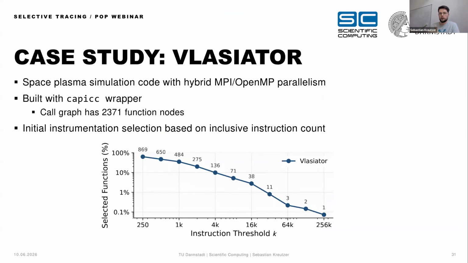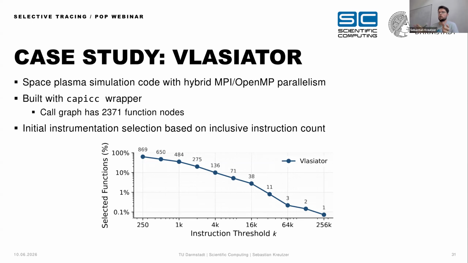Right. Then to put everything together, I want to go through a case study we have done using the Raasiata code. I think Valentin Seitz, maybe in one of the last few webinars, has introduced an in-depth analysis of this code. Here, I just want to show how we can use this selective tracing approach to get a usable trace for this code.